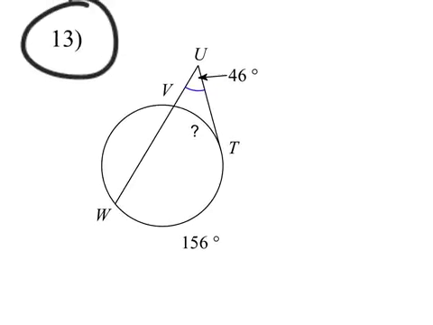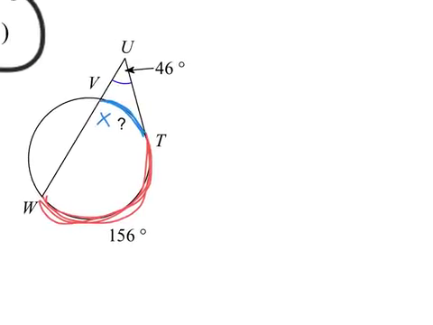This time we know our big arc, which I'll highlight in red, is 156 degrees. And our blue arc, our little one, is the question mark one. So we want to find what the question mark is, call that X again. And we know that our angle U is 46 degrees. So apply the same process. We need to take the big arc, 156, minus the little arc, which is X, and then divide it by 2 has to equal our angle. So 46.